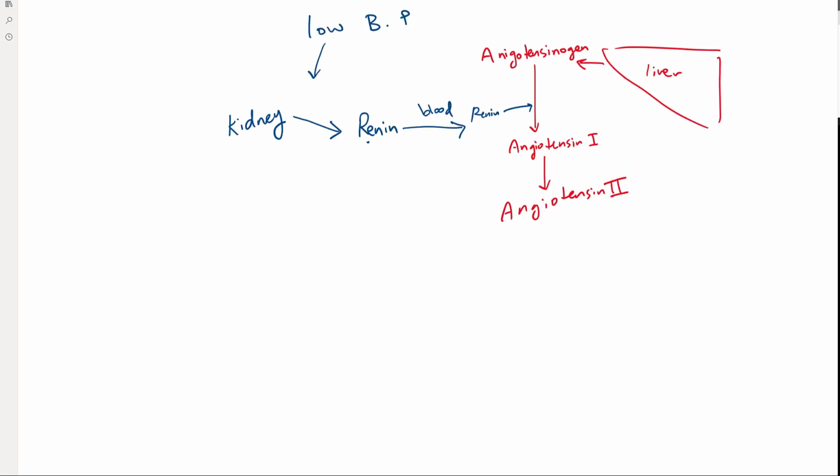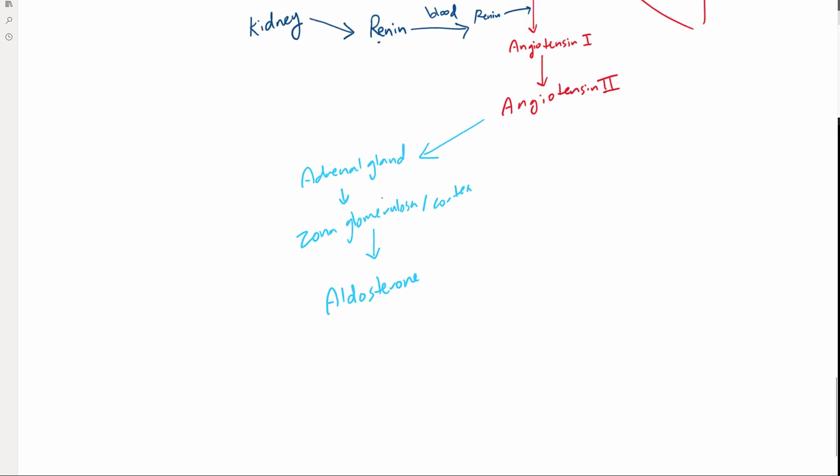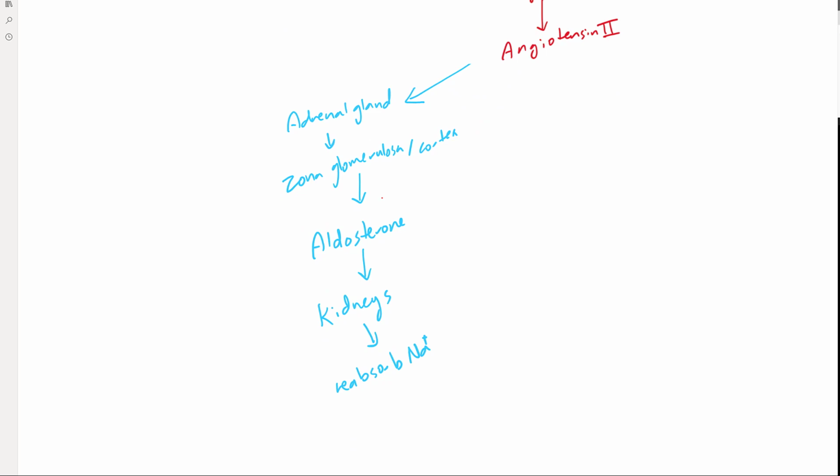Now, angiotensin 2 has several targets. One of them is the adrenal gland, where the zona glomerulosa of the adrenal cortex will secrete aldosterone. Okay, aldosterone, what does it do? It targets the kidneys and asks them to reabsorb sodium ions from urine. Okay, and usually water follows. So always when we absorb sodium, water would follow and go back to the blood, and therefore increase blood volume.